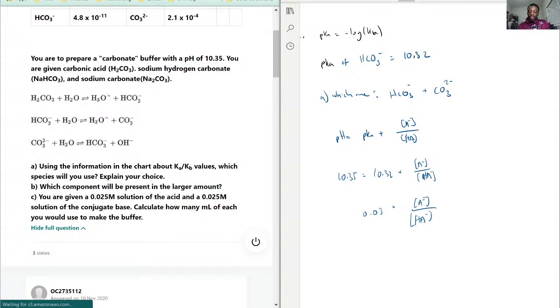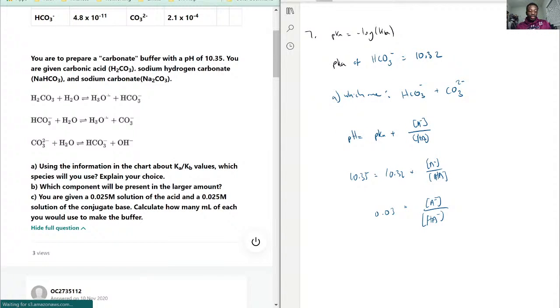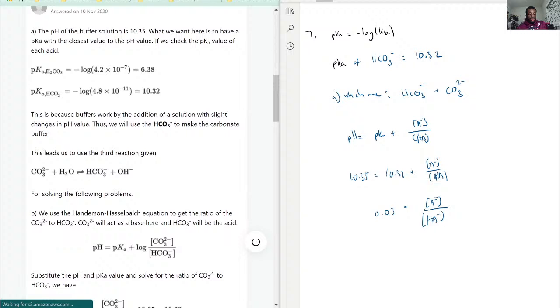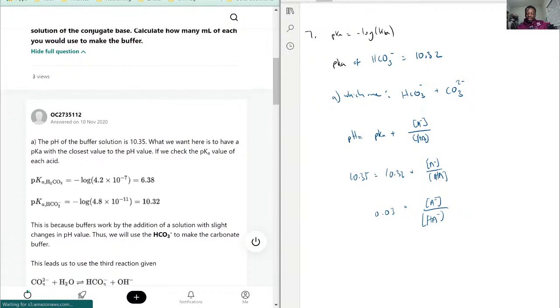Okay, so which component will be present in the larger amount? For this one, I would say this is more of a conceptual question, because in regards to the larger amount, we have 10.35. Why is that doing that though? pH equals pKa plus log of A over HA. Let's see what they did here. Yep, they did that. Log. No wonder I was missing a log.